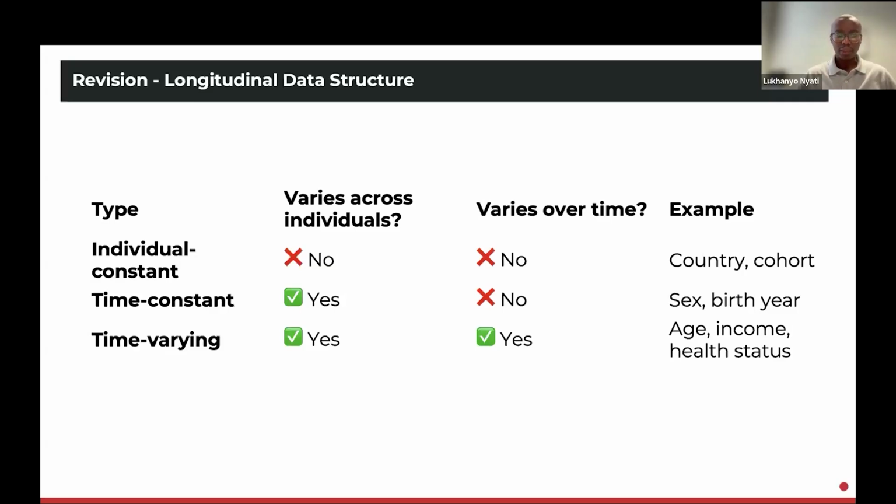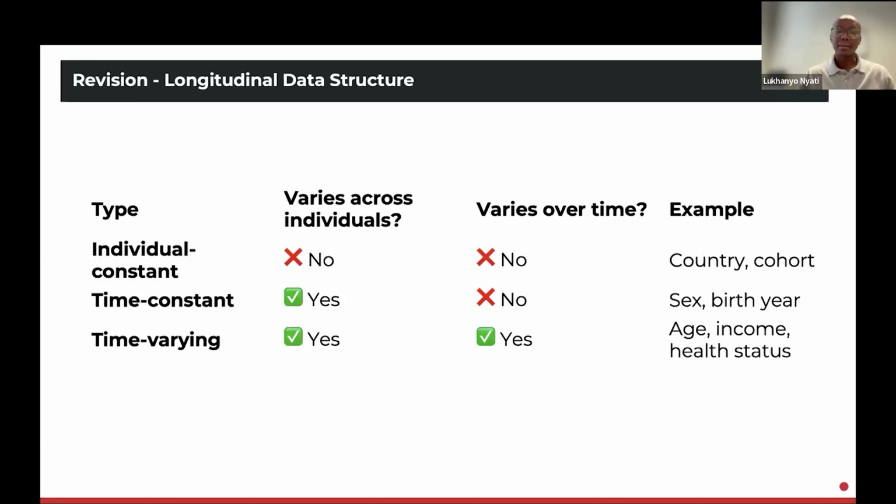With sex, among the individuals of that particular country, the country variable does not change. But with a variable like sex at birth, or the date of birth of that particular individual, it is going to vary from individual to individual within a particular group. But it does not change over time.